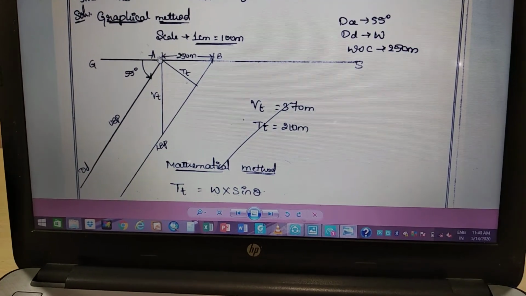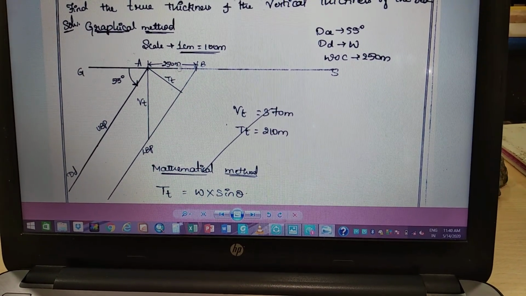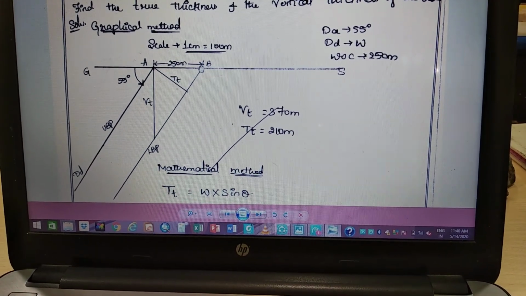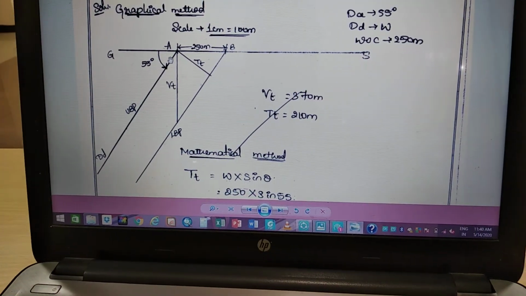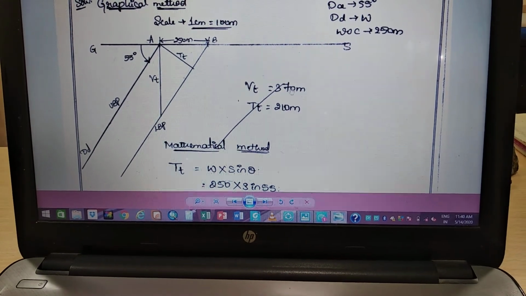So first point, you mark it here, and the width of the outcrop you have given, you check it. This is 250 meters, it's called 2 centimeters. You can mark it, and we know the dip amount here. So dip amount is 55°. Which side? This is the west side and this is the eastern side.